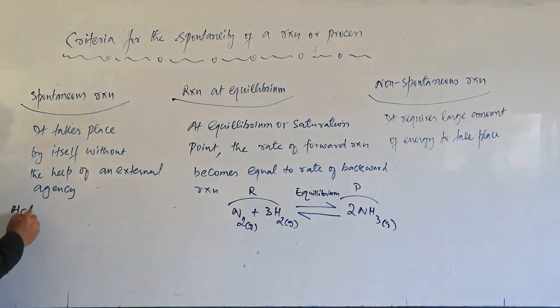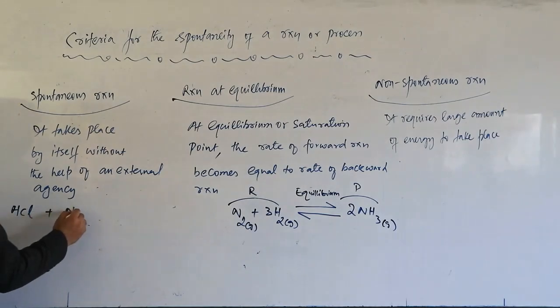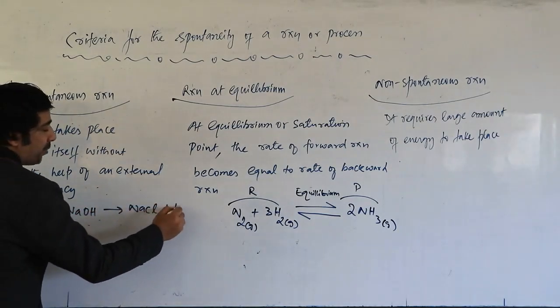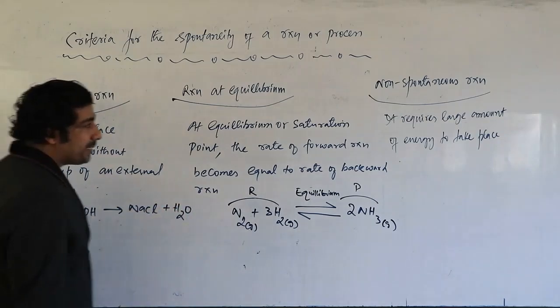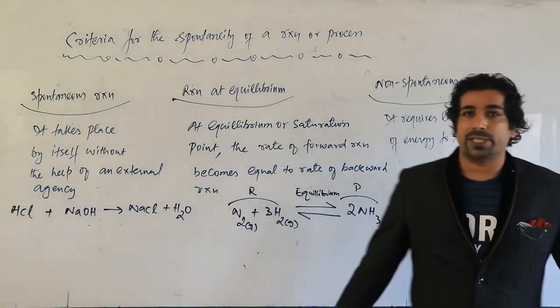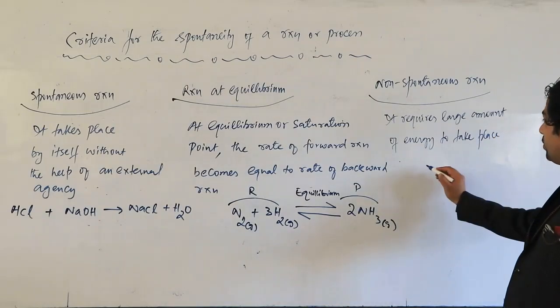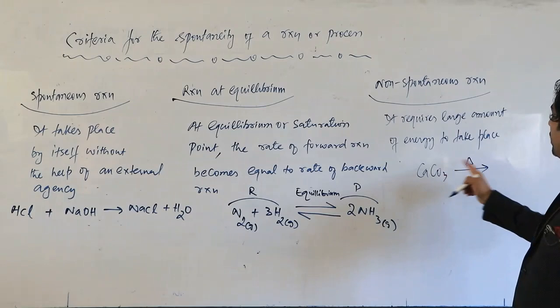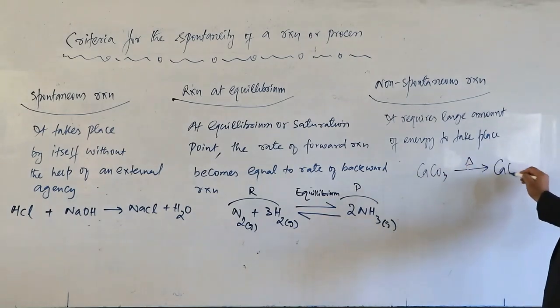Let's take HCl. We have an acid. Let's take a base, NaOH. We'll get a salt and we will get water. Let us take an example of a non-spontaneous reaction which requires large amount of energy. Let's take calcium carbonate. It requires large amount of heat energy to break it. You'll be getting calcium oxide plus carbon dioxide, my dear friends.